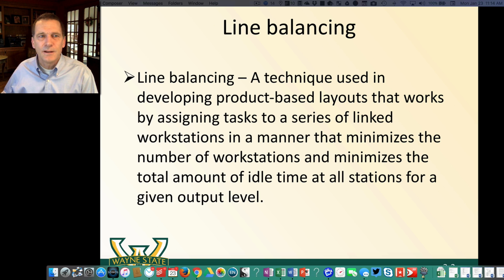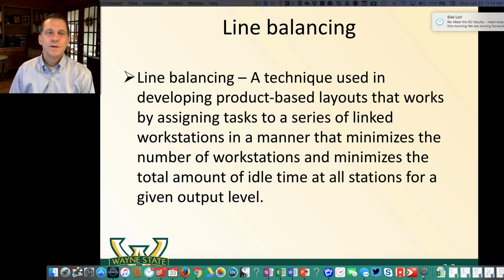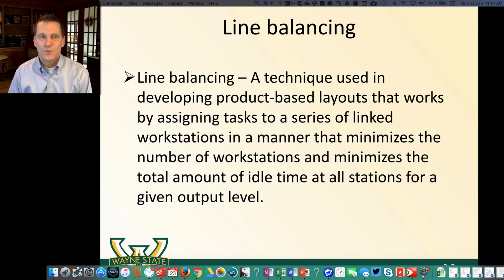So what is line balancing? It's a technique used in developing product-based layouts, so sequential production, product-based layouts, that works by assigning tasks to a series of linked workstations in a manner that minimizes the number of workstations and minimizes the total amount of idle time at all stations for a given output level.